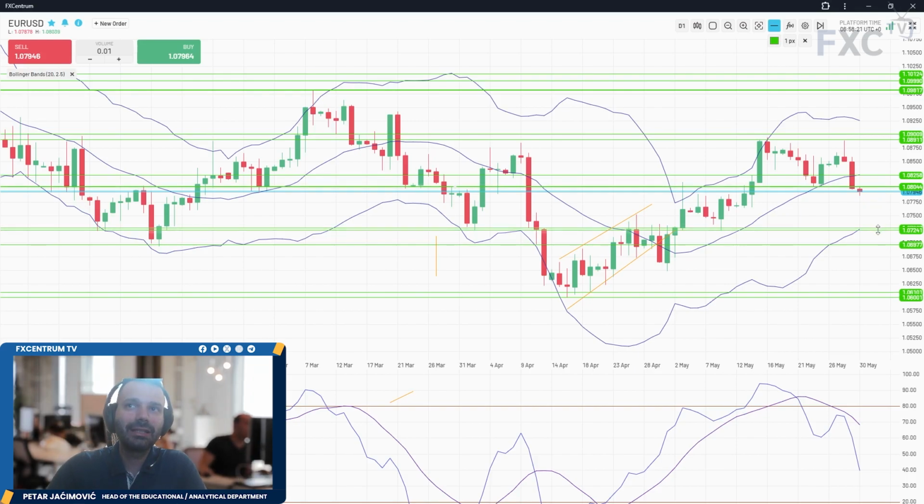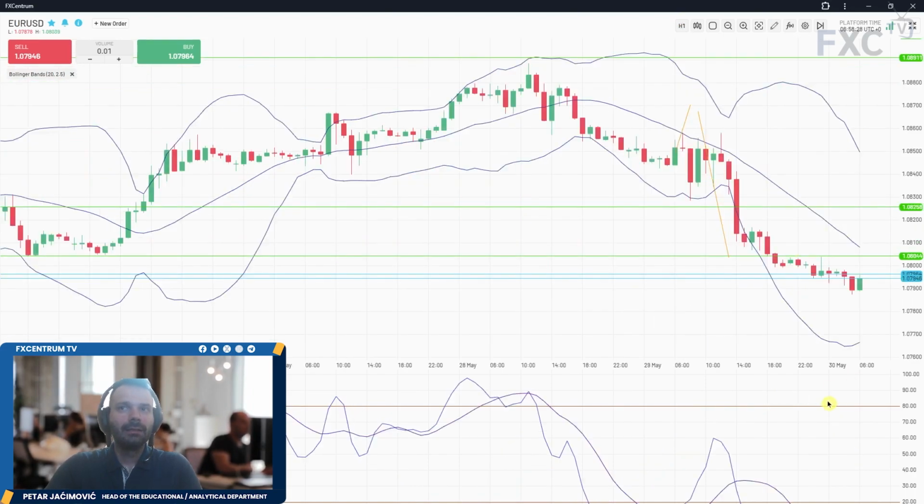So the next downside objective of the euro is around 1.0724. Look at the hourly. The hourly looks extended at this point, so I would like to see some kind of reaction from buyers first.